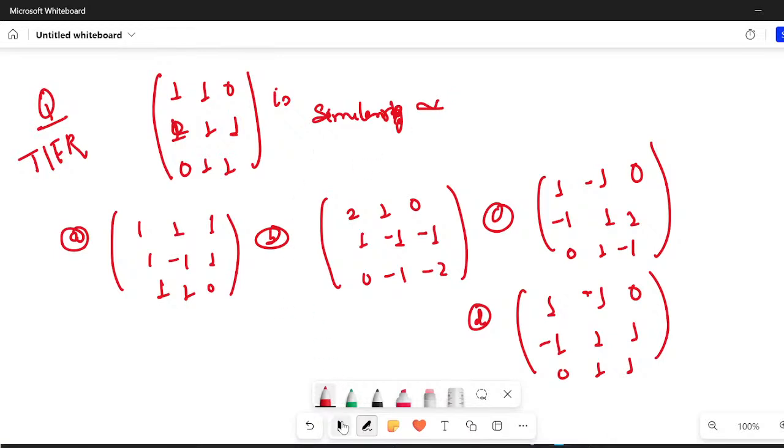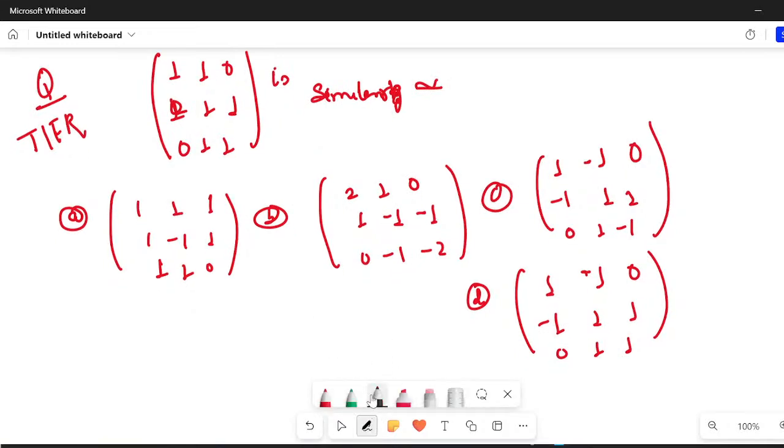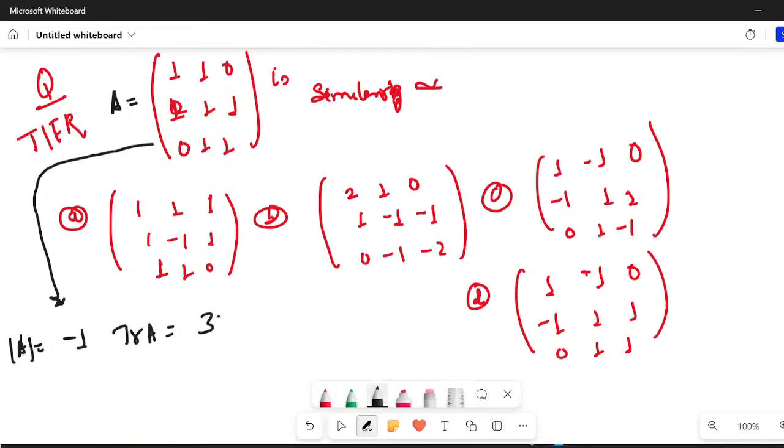The first thing that I taught you a little bit ago is that whenever you have questions regarding similarity, try to find the trace and determinant. Try to write the determinant. So what would be the determinant here? I feel the determinant is -1, right? Let's say this is your matrix A, the determinant of A would be -1. What do you think the trace of A would be? The trace of A would be 3.